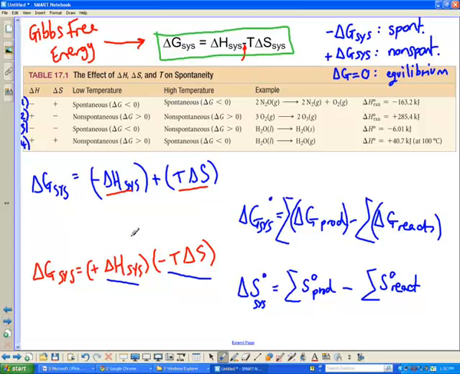That, in effect, is a little bit about reaction spontaneity, so hopefully that has helped somewhat. Thank you.